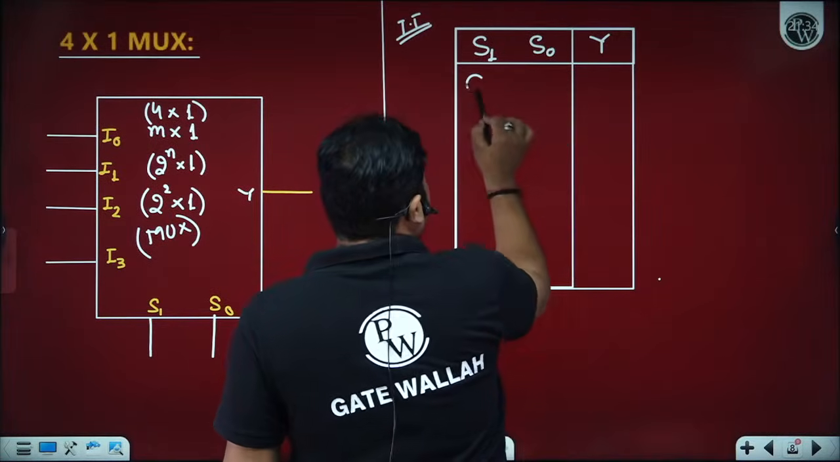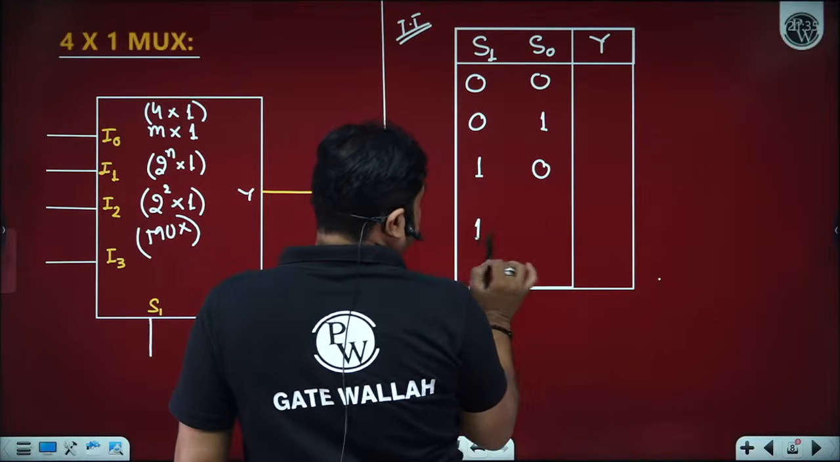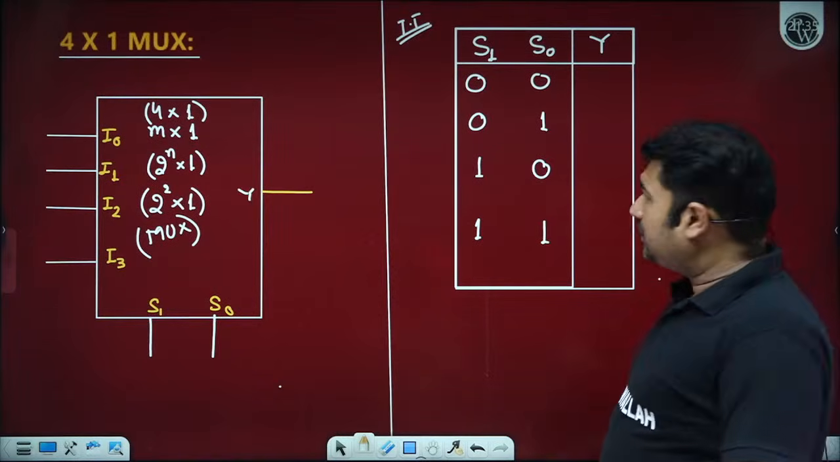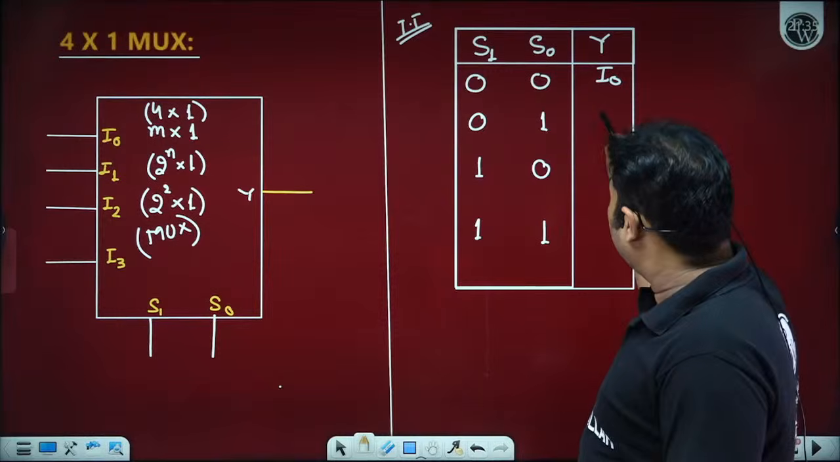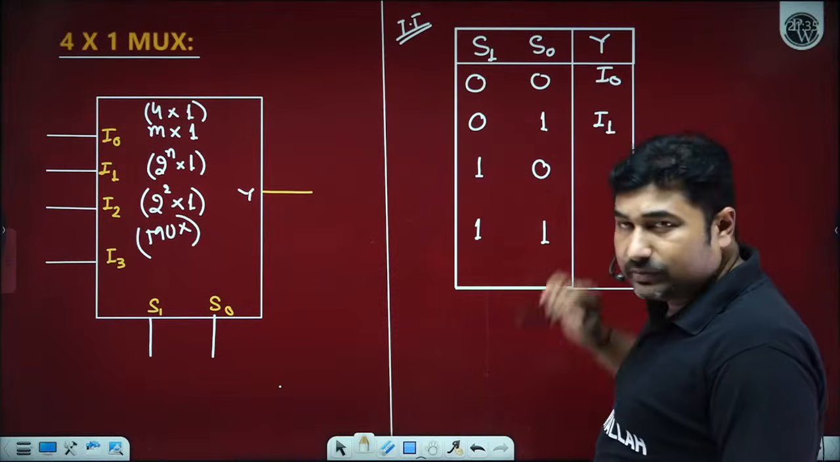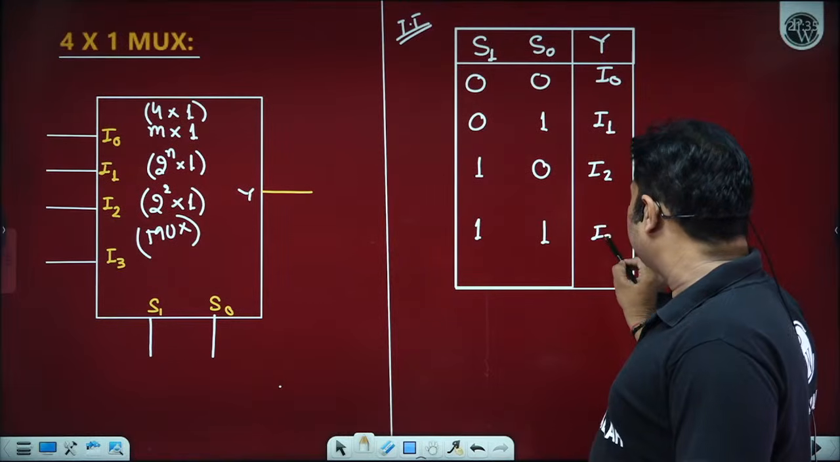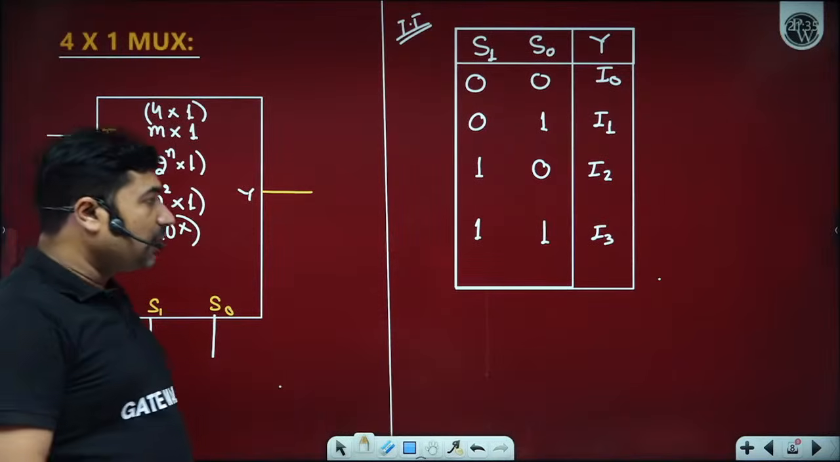Either both are 0, any one of them is high, or both are high. What happens for 0, 0? For 0, 0, the I0 pin information needs to be transferred to output Y. For 0, 1, I1 information needs to be transferred to output Y. For 1, 0, I2, and for 1, 1, I3. Whatever information we put on the I3 pin is going to be transferred to output Y.